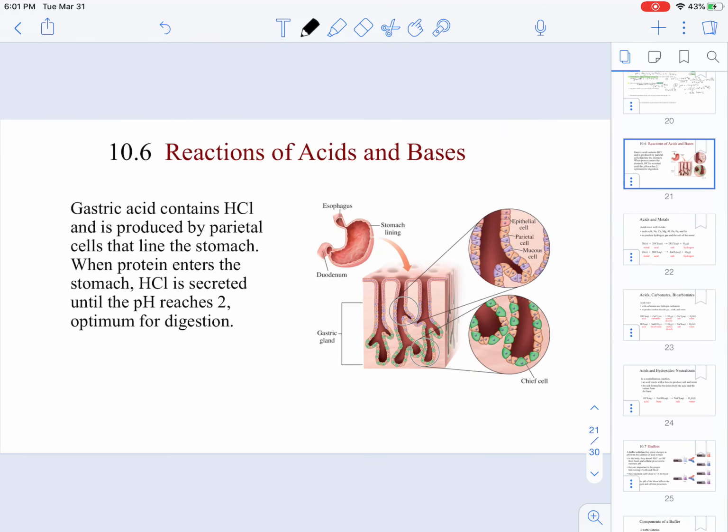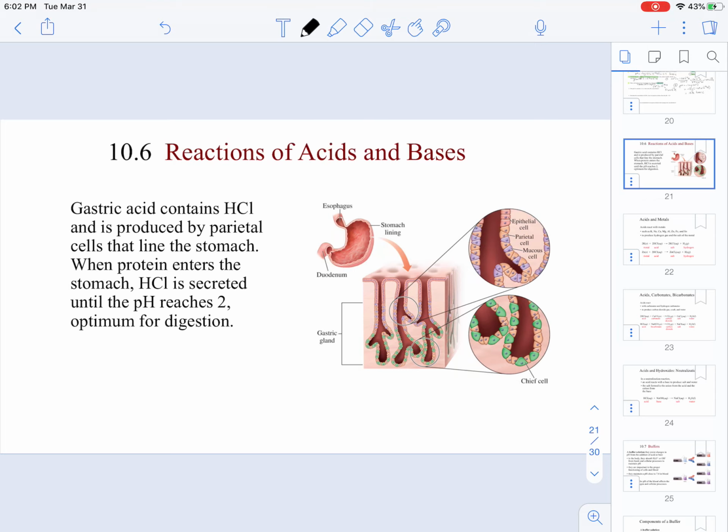In section 10.6, we're going to specifically look at reactions of acids and bases. For example, in your stomach, maybe you have heard that stomachs are very acidic. Well, understand that the gastric acid present in your stomach contains HCl and is produced by the cells in the stomach lining. There are particular biochemical reasons why this occurs, and when we go into biochemistry, we are going to see why that is.